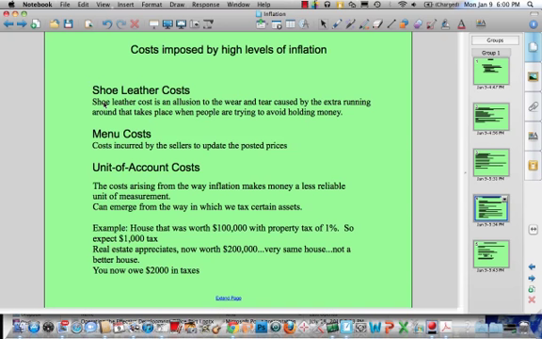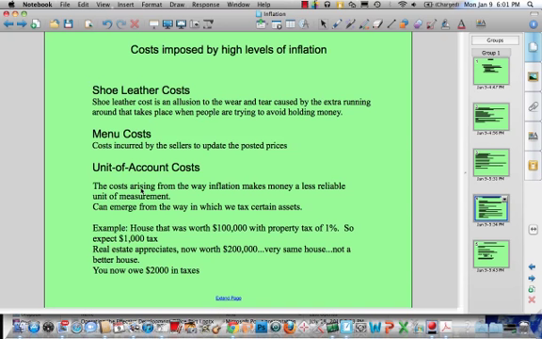You'd have people spending half of their time doing nothing but changing the prices. The third is unit of account costs, and this refers to the costs arising from the way inflation makes money a less reliable unit of measurement and can emerge from the way in which we tax certain assets. So the costs arising from the way inflation makes money less reliable. If inflation is very, very high, it's hard to value things in terms of the amount of money that they cost. A gallon of milk today is roughly $3. If inflation is very, very high, suddenly it's hard for me to understand what money is worth relative to a good or service that I'm purchasing.